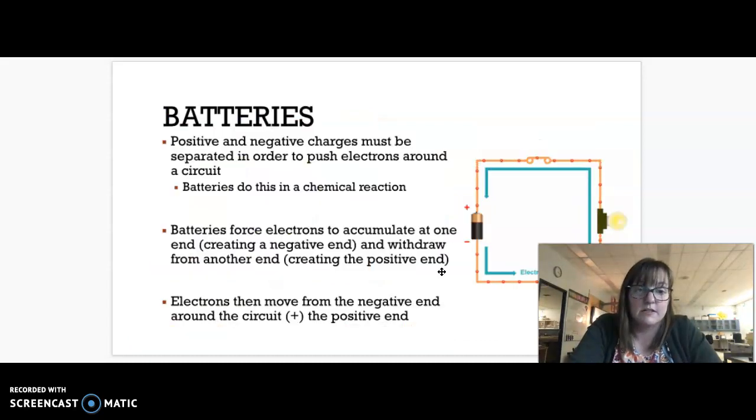Why or why not? Our batteries have positive and negative charges, and those are separated around the circuit. So when the circuit is closed, the electrons flow. In this case, they flow this way. You'll notice they come out the negative, go around the circuit, through the load, and then back into the positive. Inside the batteries, you have a chemical reaction. The batteries force the electrons to accumulate at one end, the negative end, and draw it from the other end, creating a positive end.